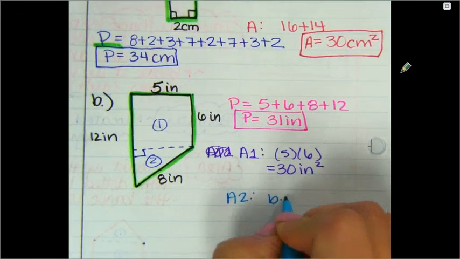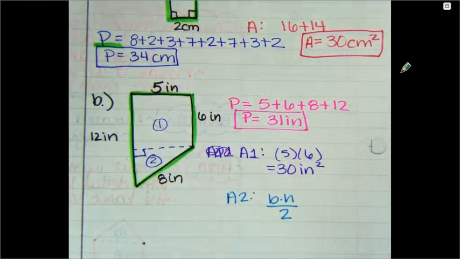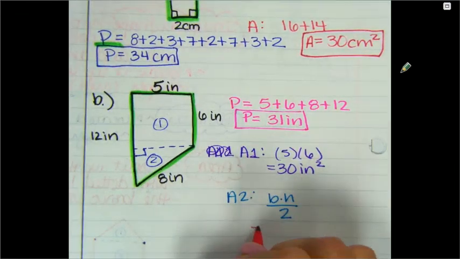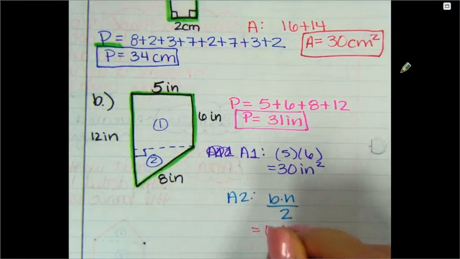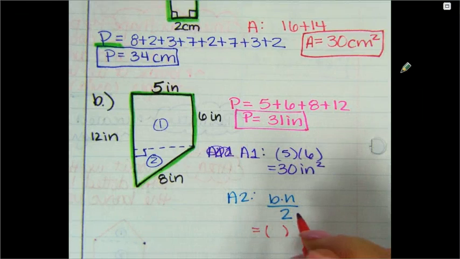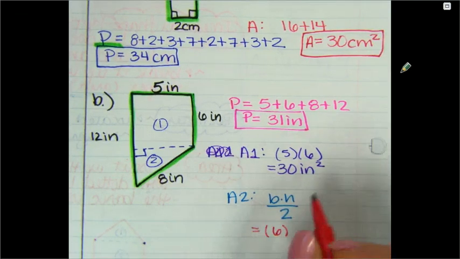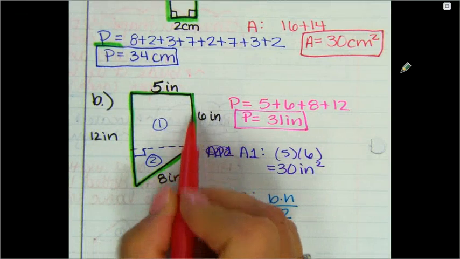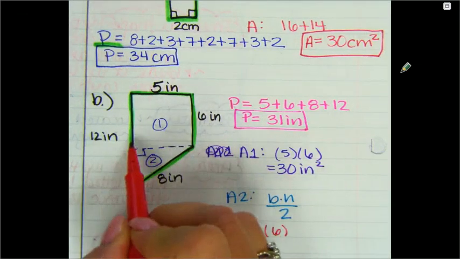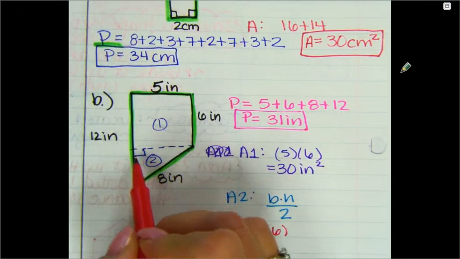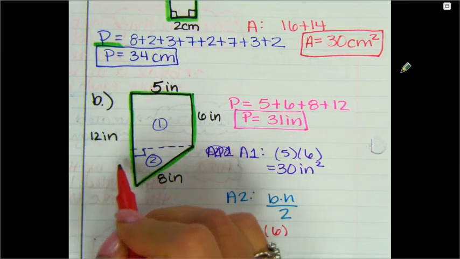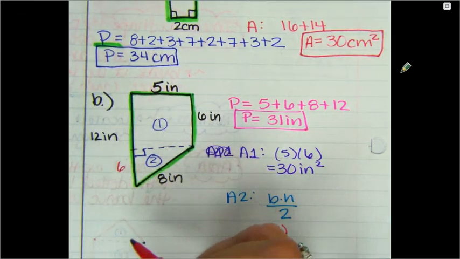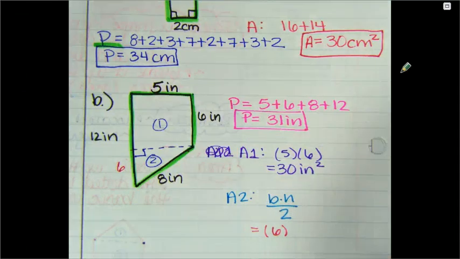Base times height, divide by 2. So what's my base? What's my base? It's 6. Why? Because right here, once I cut it, this is how much? 6, which means this is, and the difference of 6 from 12 is 6. Okay, even though it's not drawn correctly, but it still is that.